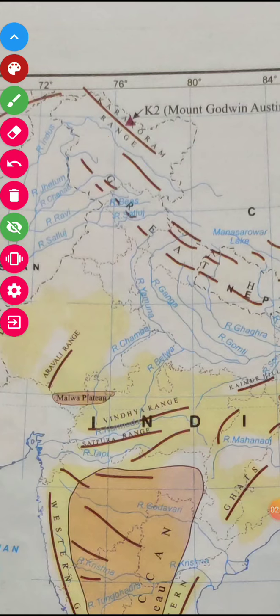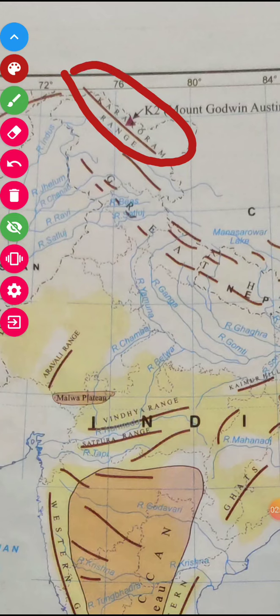So this is Karakoram range, and right in this Karakoram range you can see another triangulated shape. This is K2, Mount Godwin Austen. This is also in our syllabus. This is the highest peak of India, including Kanchenjunga, and Mount Godwin Austen. We will mark Kanchenjunga as well. So right now we have marked two here, that is Karakoram range and K2. Karakoram range is a mountain range, whereas K2 is the mountain peak.